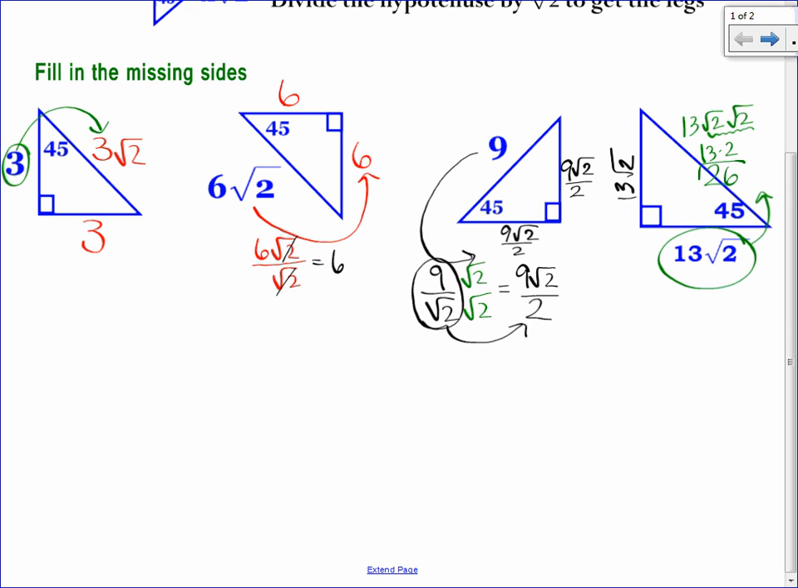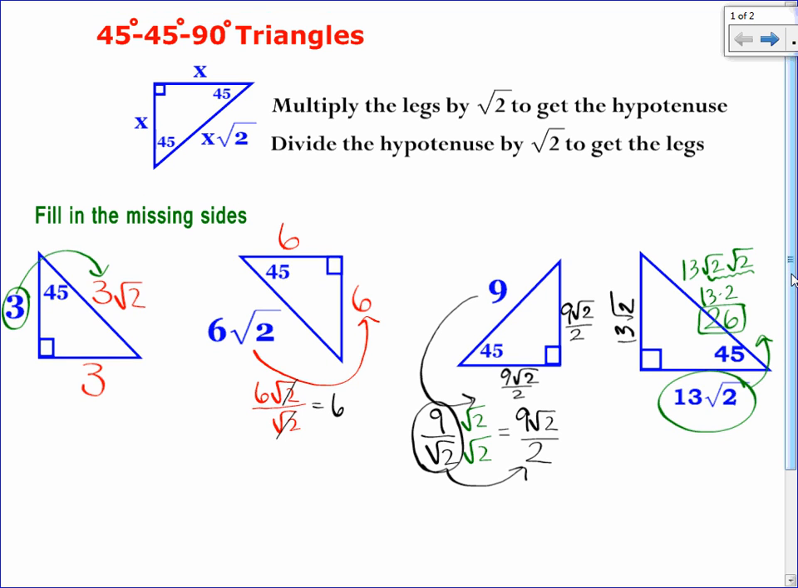So this is really as tricky as it gets, these two problems right here. But there are going to be problems on the test that are as easy as the first two. And again, you don't have to memorize this right here because I will give it to you on the test. You just have to know how to use it. Questions?